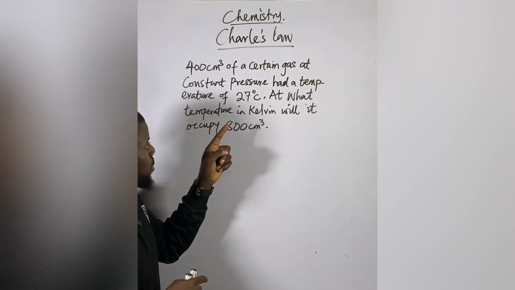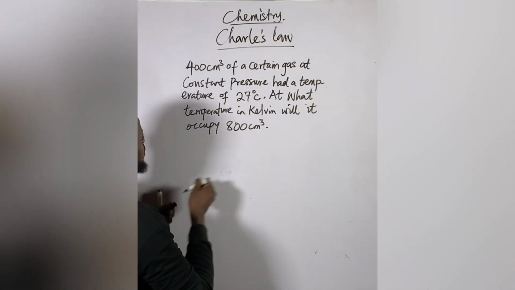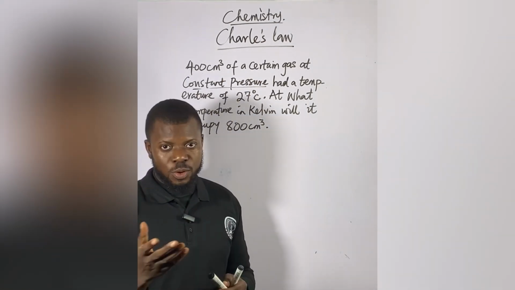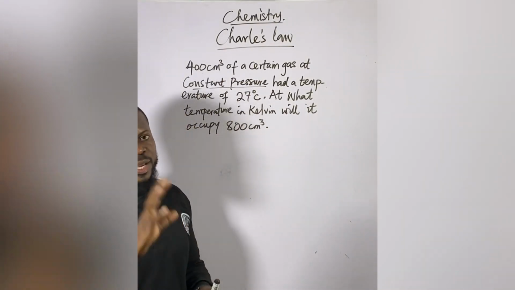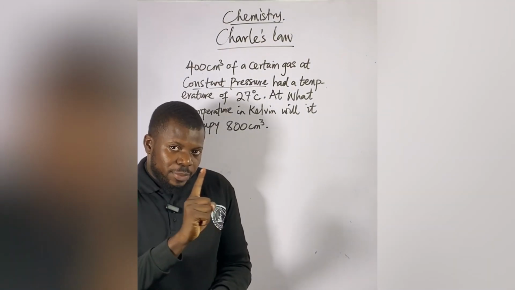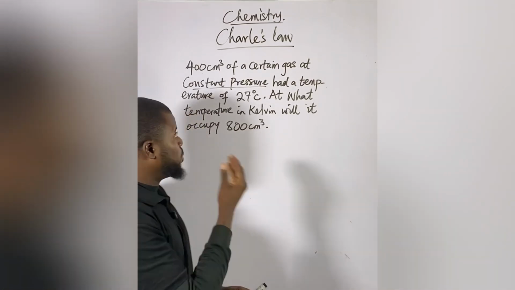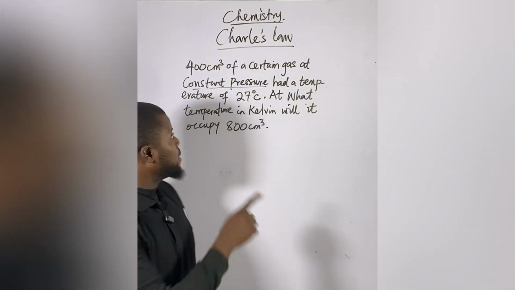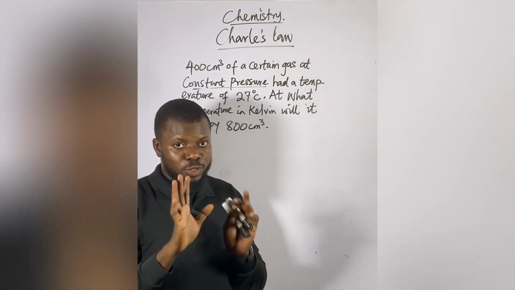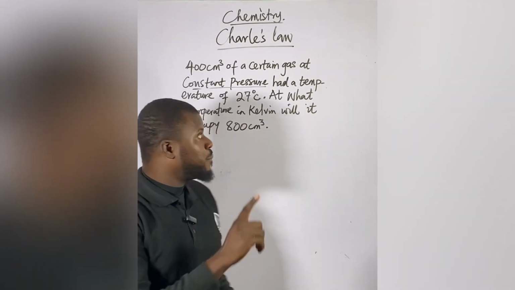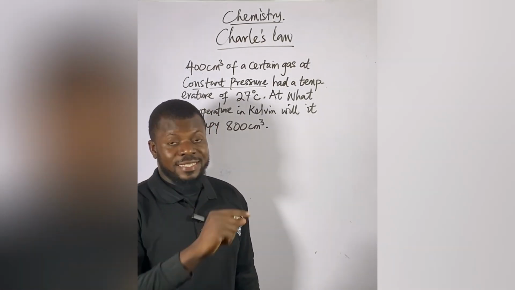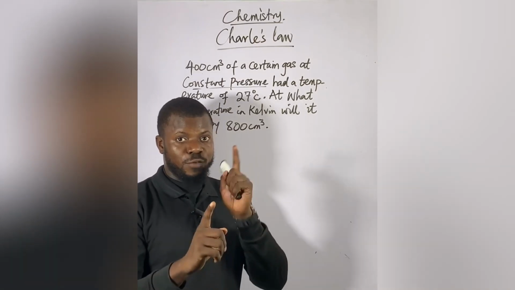At constant pressure, anytime we see constant pressure, just know say na Charles law you talk about. Wetin be Charles law? Charles law states that the volume of a given mass of gas is directly proportional to the temperature, provided the pressure is kept constant. Make we just maintain what we dey do. So now, volume and temperature.